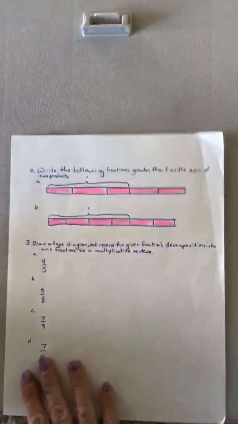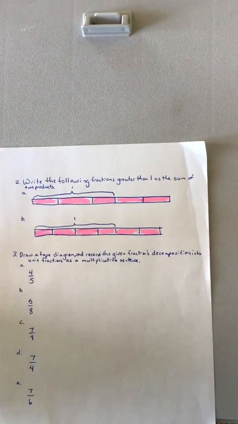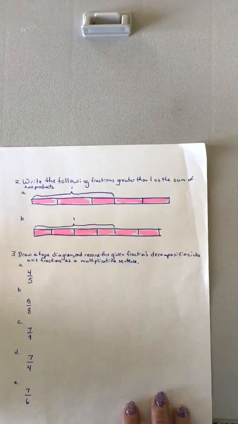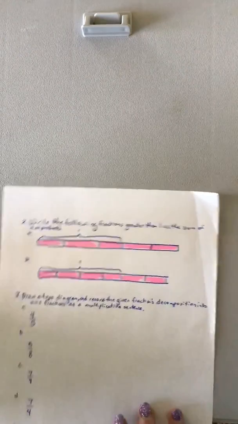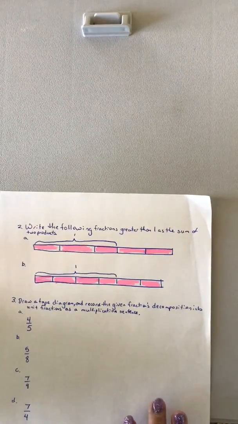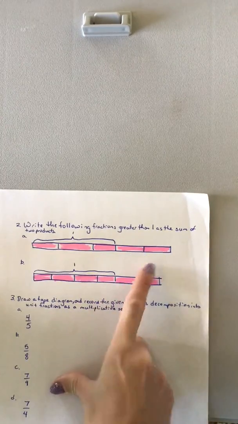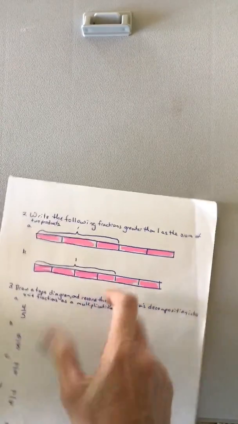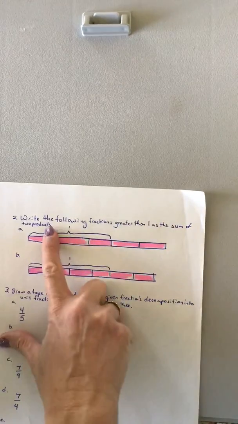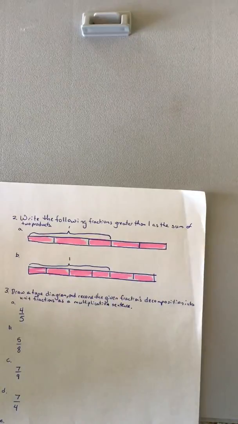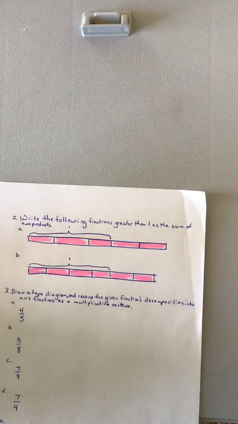Now, before you get started, we're also going to look at the next page. Turn the page. I believe it's page 18. And you will see these 2 parts, 2 and 3. Let's focus on 2 first. You will notice, I hope, look at this, both of them are bigger than a whole. They got extra. This is where the whole stops, right here. So it says write the following fractions greater than 1 as the sum of 2 products.